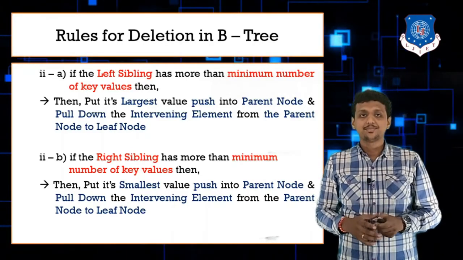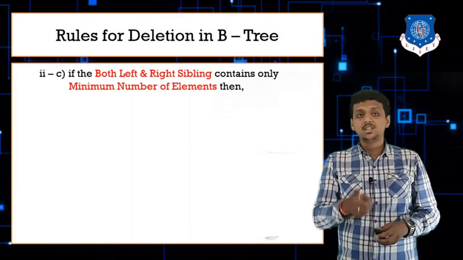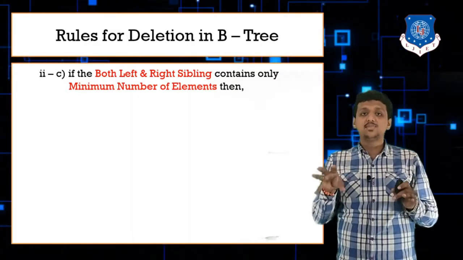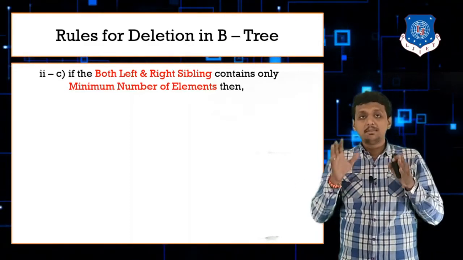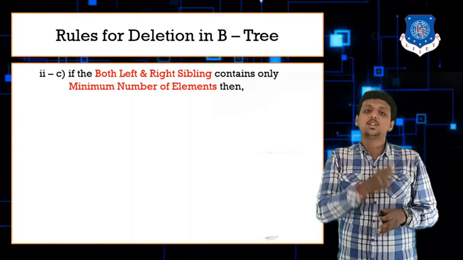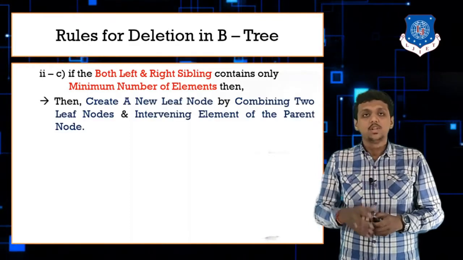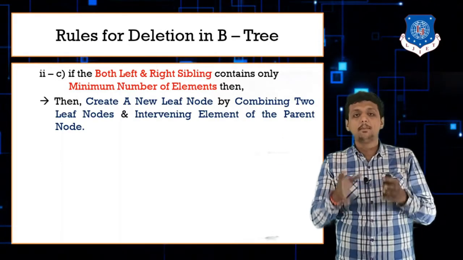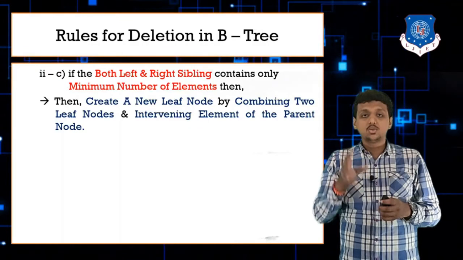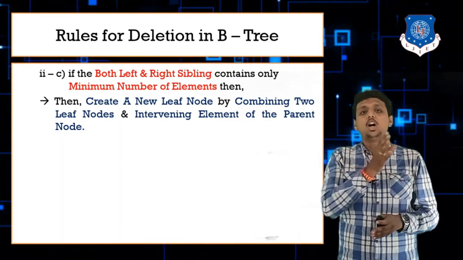Now the next scenario, students: another rule, the third point in the first case. Suppose your left sibling and right sibling do not contain the minimum number of elements. That means firstly you depend on the values of the left or right sibling, but now the scenario is that both left and right do not have the minimum number of key elements. Then what to do? In such scenarios, you just need to merge or combine your node with the intervening value from the parent node and the left sibling or right sibling.